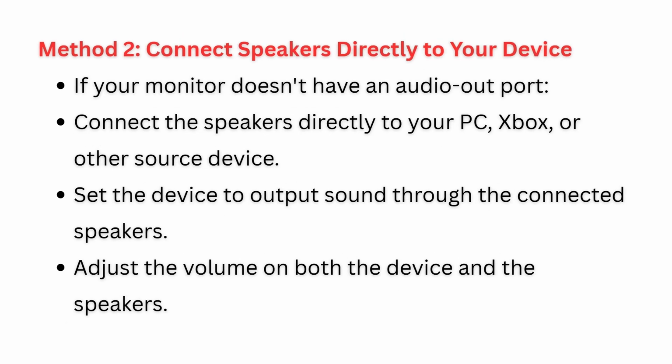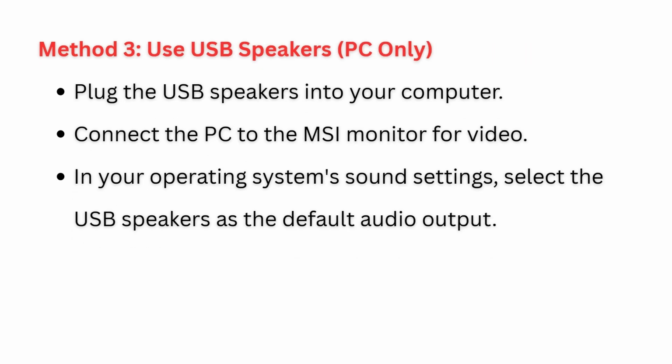Method 2. Connect speakers directly to your device. If your monitor doesn't have an audio output, connect the speakers directly to your PC, Xbox, or other source device. Set the device to output sound through the connected speakers. Adjust the volume on both the device and the speakers.